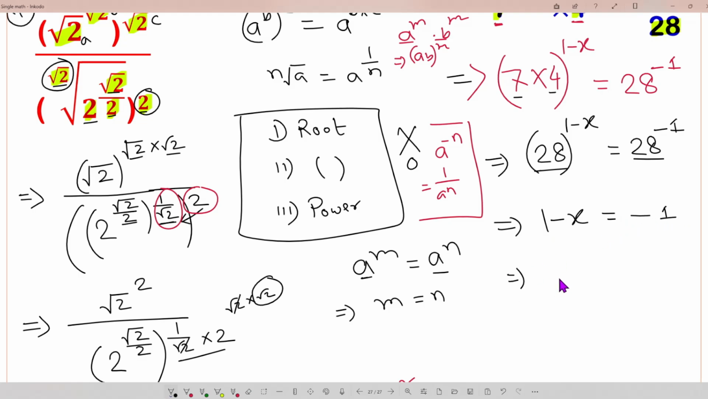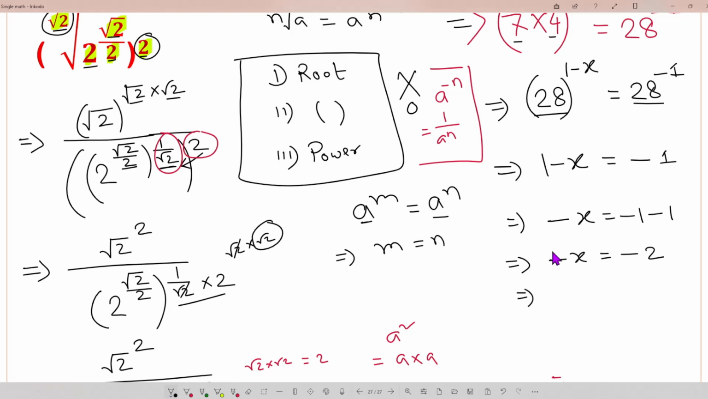So once we are trying to find x, we have to be careful about how we simplify these kinds of matters. Anyway, 1 minus x equals minus 1, we can write minus x equals minus 1 minus 1, so here is minus x equals minus 2. Once we multiply by minus 1 on both sides, we will get x equals 2, right? So this is our answer.